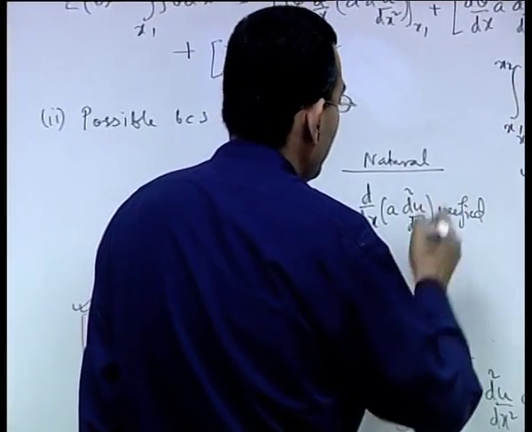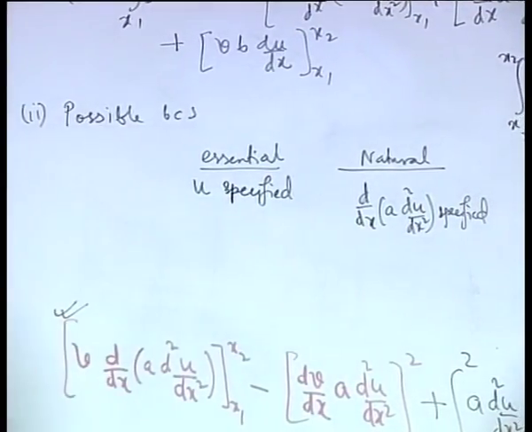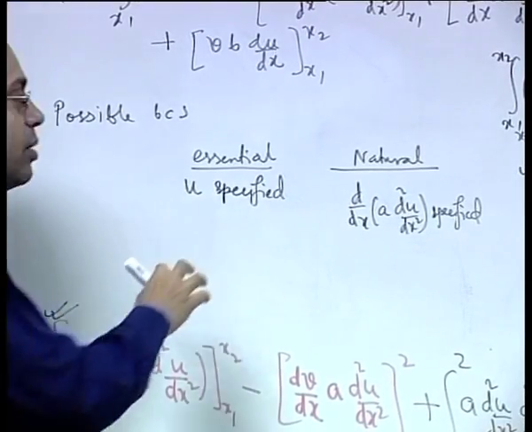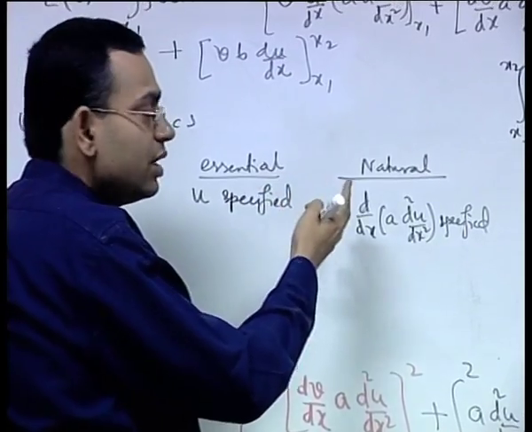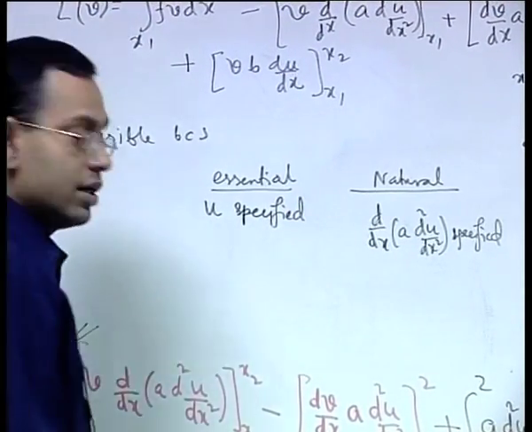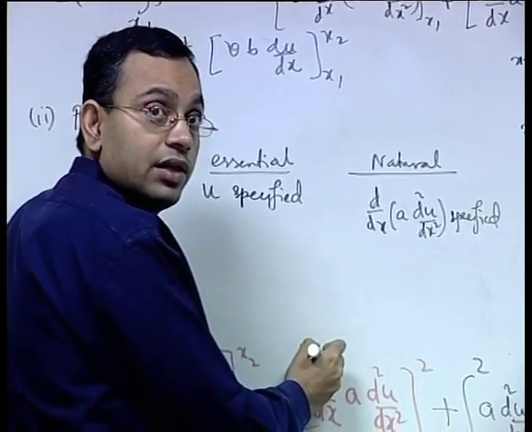Remember that either of these may be specified but not both, but when we say what are the possible boundary conditions, we have to identify all possibilities. So, this is one pair. Next let us consider this particular pair.